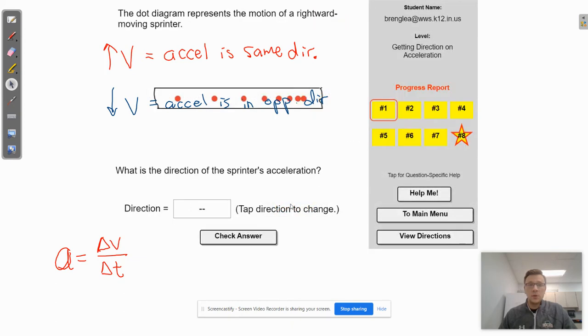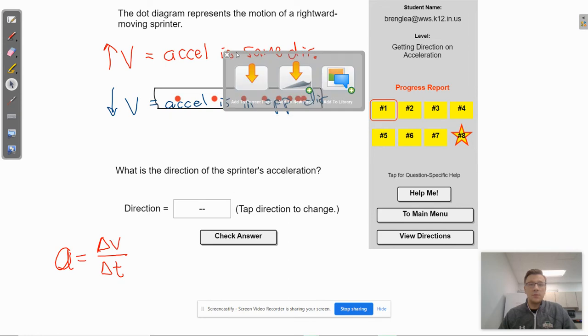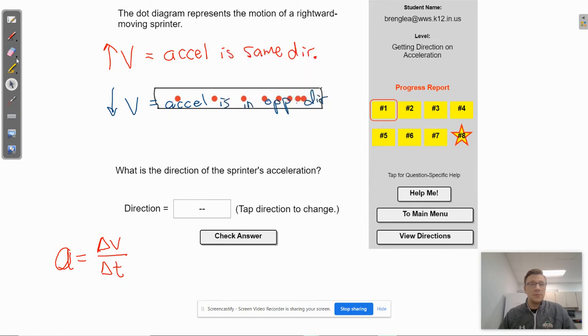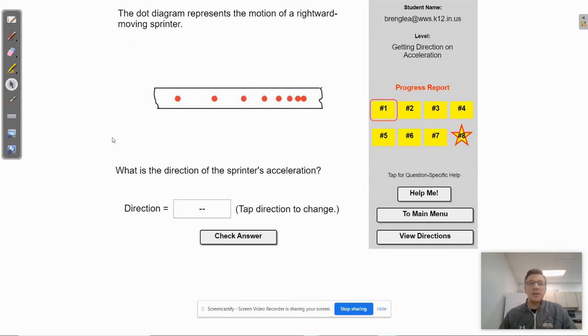Let's go ahead and erase it then. So we'll just remember that. But this says the dot diagram represents the movement of a rightward moving sprinter. So the person is moving to the right, which means that they are slowing down. So the velocity is to the right. Therefore, the acceleration must be to the left to cause this object to slow down.